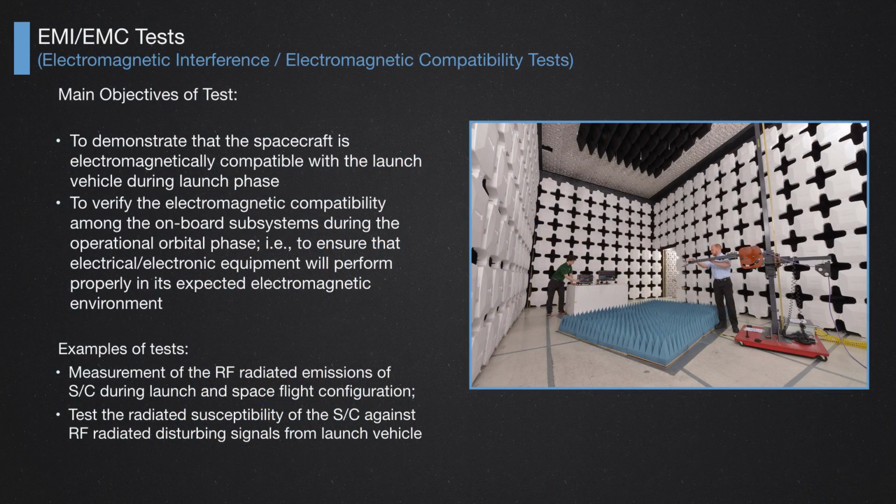To analyze the risk and verify if this can happen, we put the spacecraft inside a chamber we call an anechoic and shielded chamber. It is shielded because it's made out of metal, so any electromagnetic interference coming from outside the chamber will not go inside. So there's no interference from outside to inside, and I can do a very precise test inside the chamber.